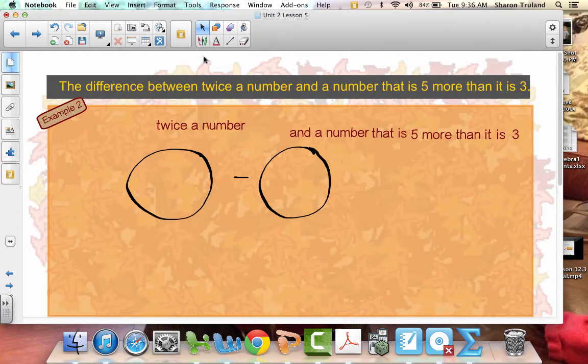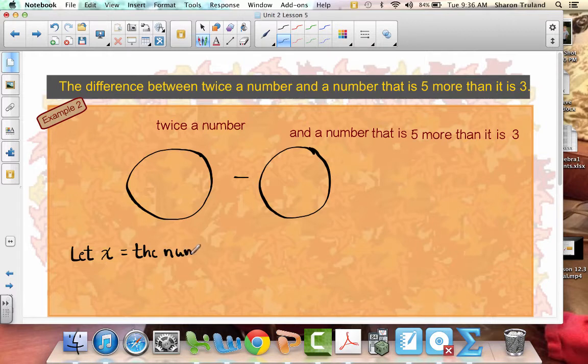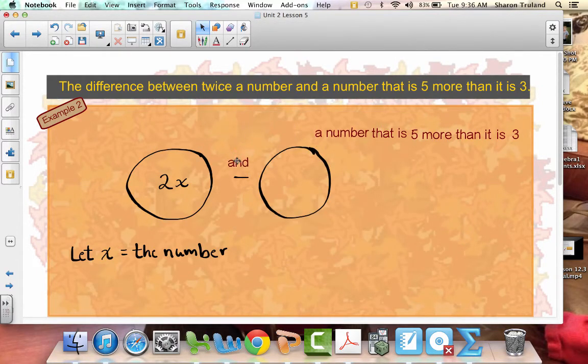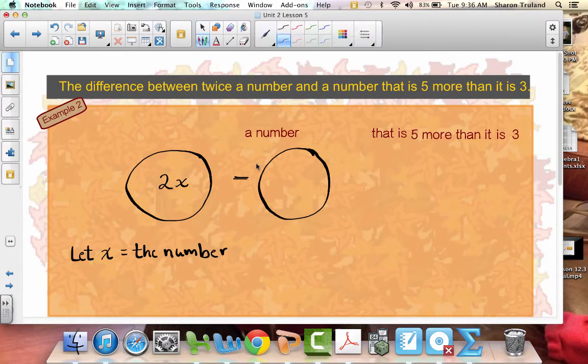Twice a number. All right, so I'm going to do my little let statement. Let's just use an x this time. Let x equal the number. But they just don't want me to put the number here. They want me to put twice the number. So that means I'm going to have to put 2x. And that signifies that I'm moving to the other circle. A number. Well, we already know what x is, the number, so I guess we're going to put x.